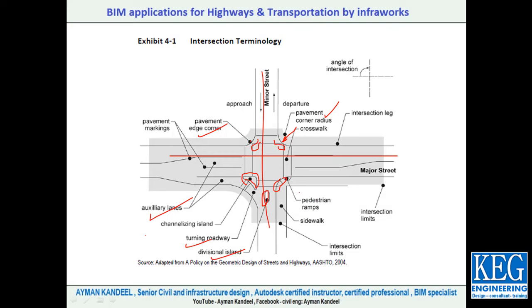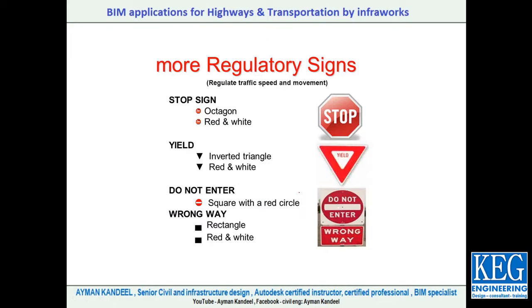Don't forget the angle of intersection is one of the most critical elements controlling the level of service of the intersection. So what are the most regular signs? Each where you see sign, stop sign, yield sign, don't enter, and so on. Let's go one by one to understand the main items for the traffic.